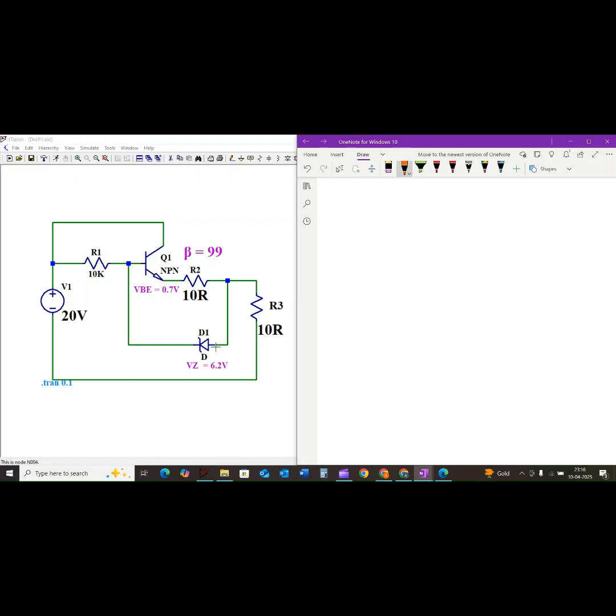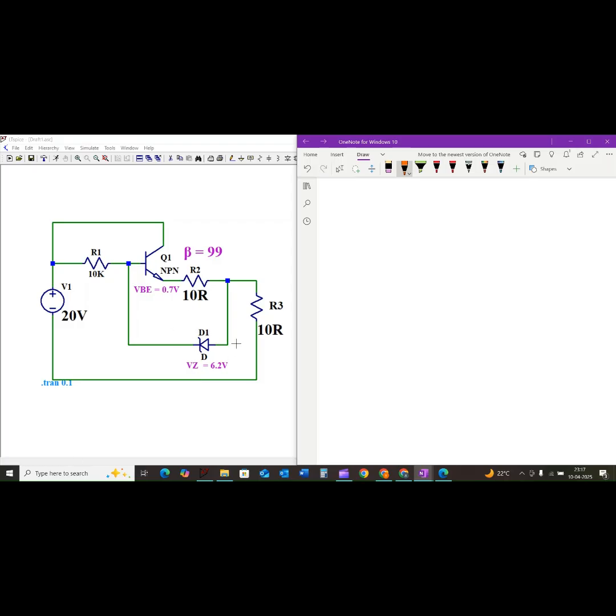Now the first thing we need to consider is the role of this Zener diode. It is connected to the base terminal of the transistor Q1. This Zener diode maintains a constant voltage across it when it's in reverse breakdown. In this case, the voltage will be 6.2 volt. So the big question is, is this Zener diode actually in breakdown in this circuit? To figure that out, we need to analyze the voltages and the currents.